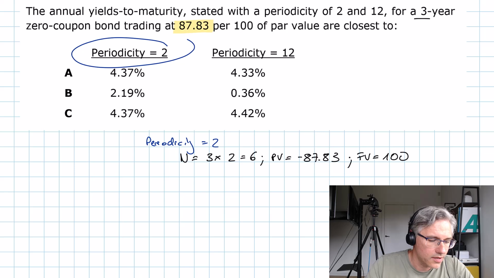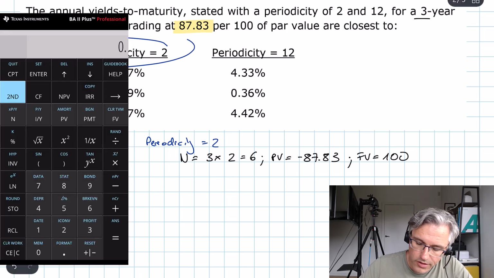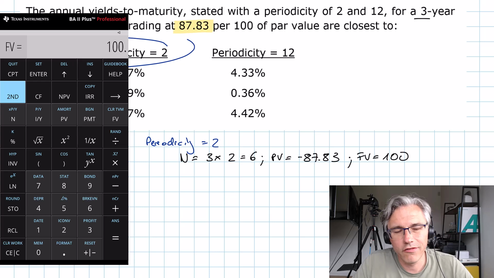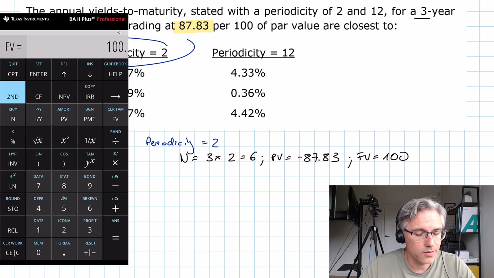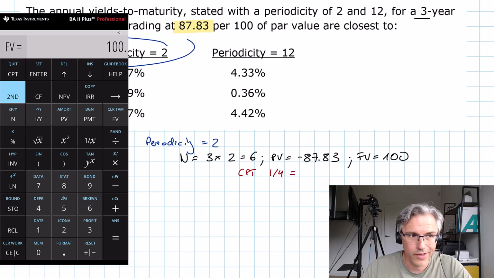So let's take the calculator, second FV, to clear the time value of money worksheet. I've got my 6 for N, 87.83 negative, that's the PV, 100 FV. Because I cleared the time value of money worksheet, I should have nothing sitting on the PMT. Now compute I/Y. Of course, if you didn't clear your time value of money, you'll probably have something sitting there from the previous problem. Okay, let's see what it is.